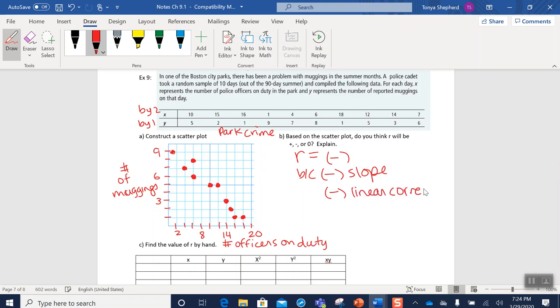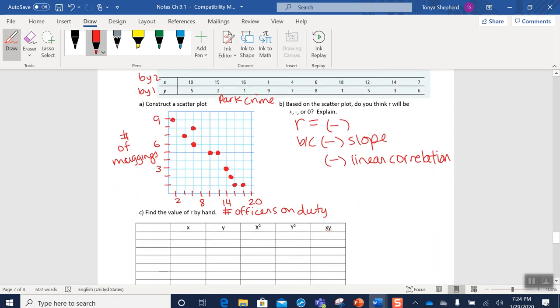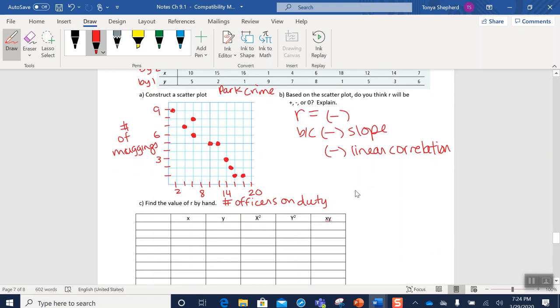linear correlation. Okay, again, there is a line-ish shape to this graph. It's kind of going in this direction like this. It's not a perfect line, but it is line-ish. That's why I'm not saying that R is going to be 0.